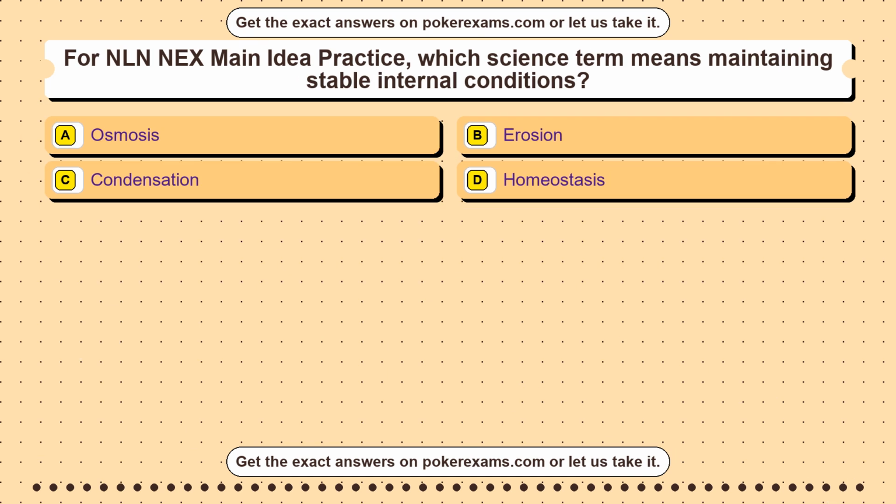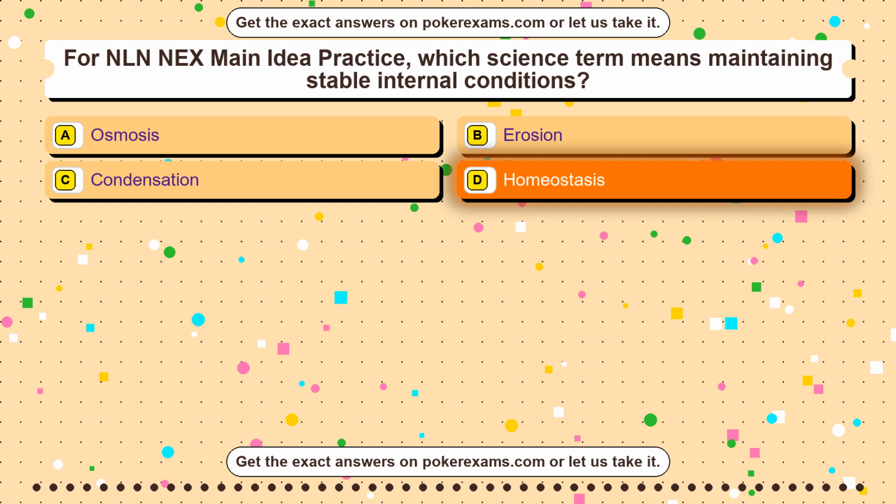Question 2. For Get History practice test, which slope is shown by rise 6 and run 3? Option A, 3. Option B, 6. Option C, 9. Option D, 2. The correct answer is option D.